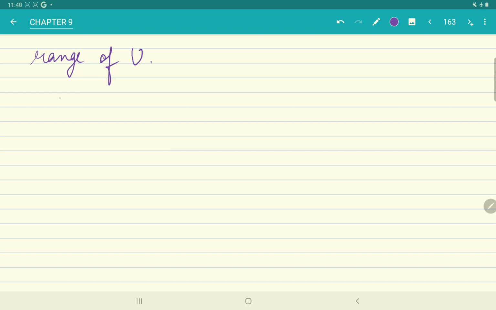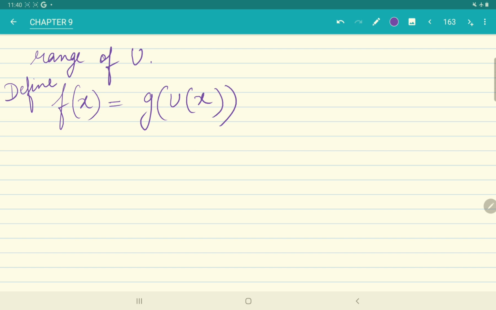And here we have a function f of x, so we define a function f of x equal to g of u of x. As I said, g is an increasing concave function. It is defined in an interval that contains the range of u. So the domain of g is the range of u, that is g of u of x.